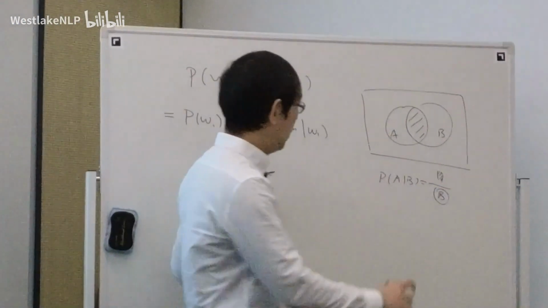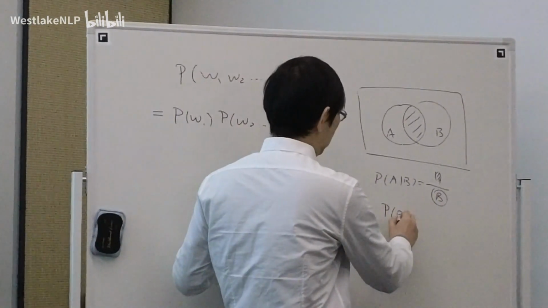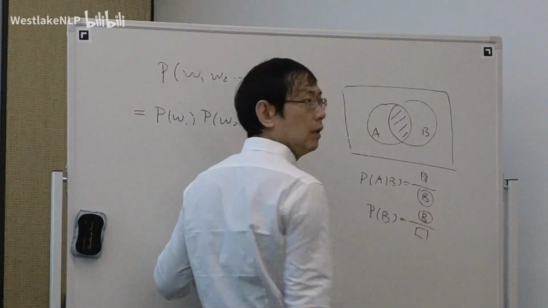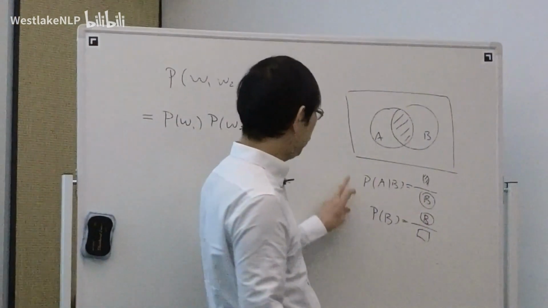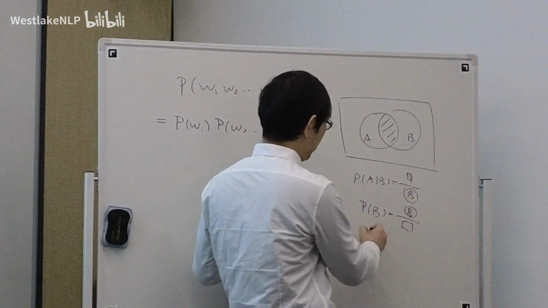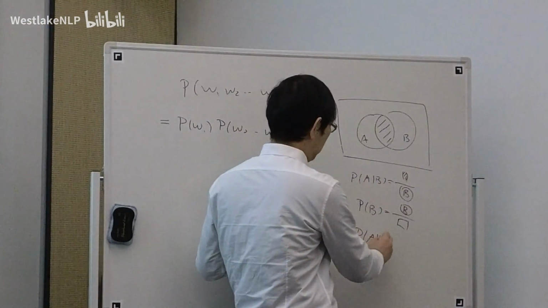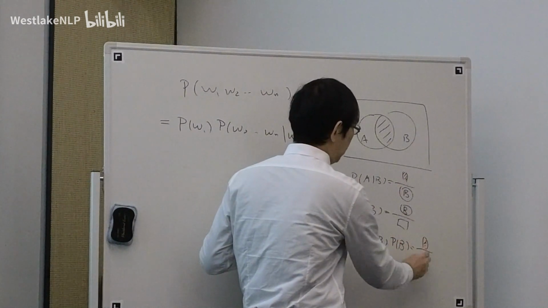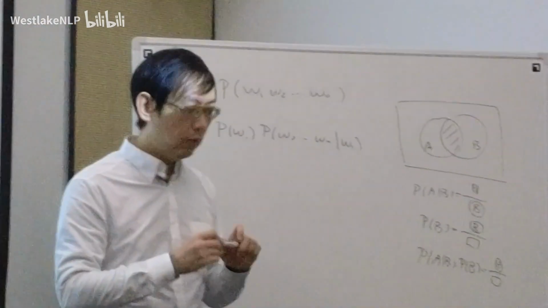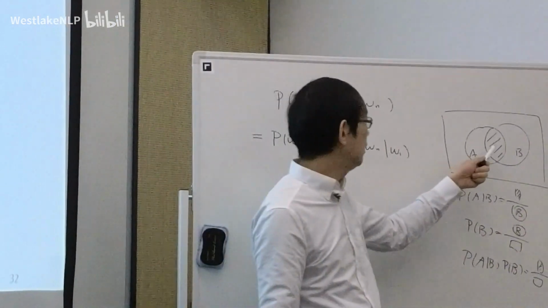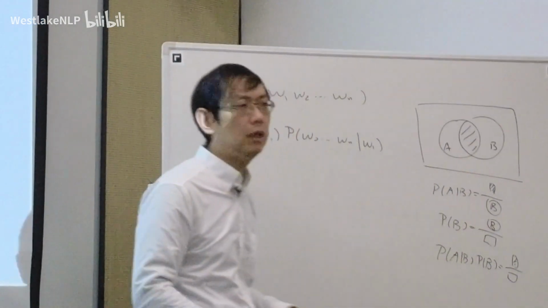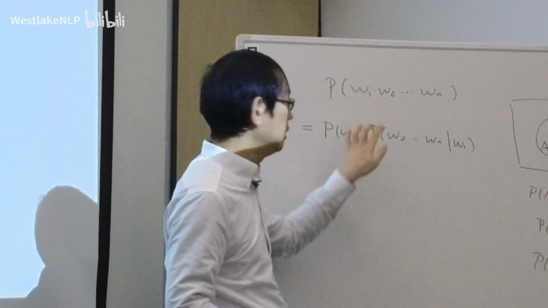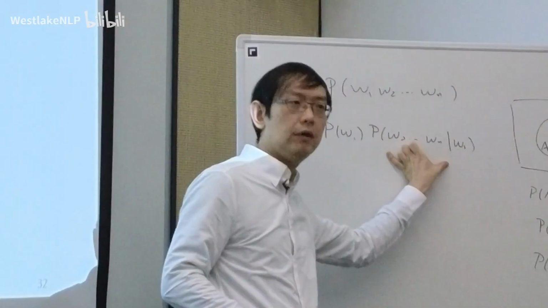And you also know that P(B) is equal to B divided by the square, right? So if you multiply this together, what do you have? P(A given B) times P(B) is equal to this thing divided by the square. And what is this thing? This thing is the event that both A and B happen, right? So this is the joint event, both happen. This is one event, this is the other, given the first one.